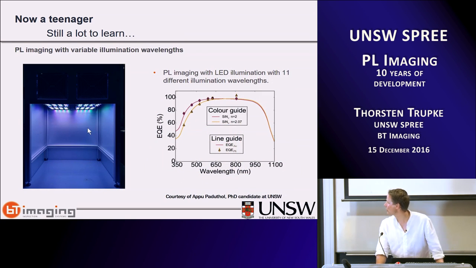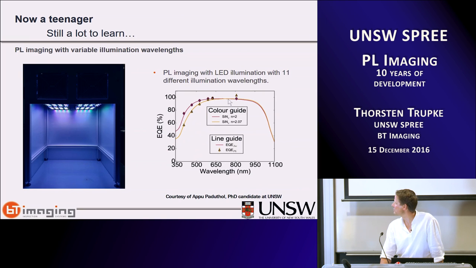The last one is a work that PhD student Apu is working on at the moment. He has set up an LED-based illumination system which can illuminate with a number of illumination wavelengths from the blue through to the infrared. So we can now take PL images with a range of illumination wavelengths, and there are quite a few things that we expect to be able to learn from that as well. One example is shown here.